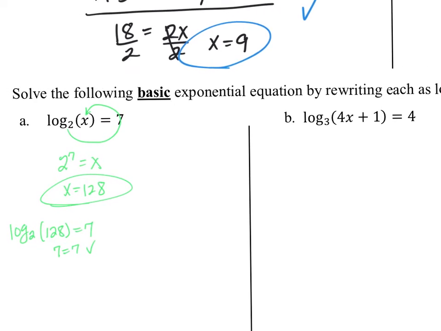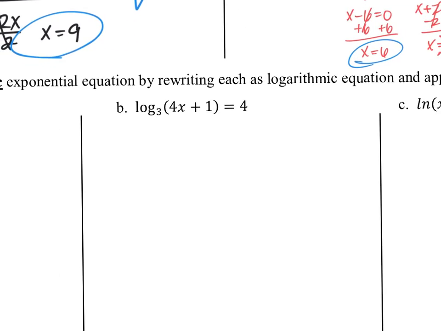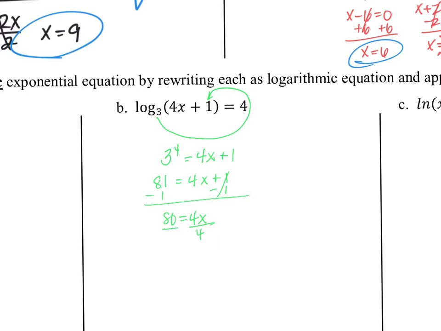Put log base 2 of 128 into your calculator, and you will get that 7 equals 7. So there is our answer. All right, so we're taking this log and we're putting it into exponential form. So loop-de-loop here. We get 3 to the 4th equals 4x plus 1. Now 3 to the 4th is going to be 81, equals 4x plus 1. Let's subtract 1 from both sides. 80 equals 4x. Divide by 4. X is equal to 20.